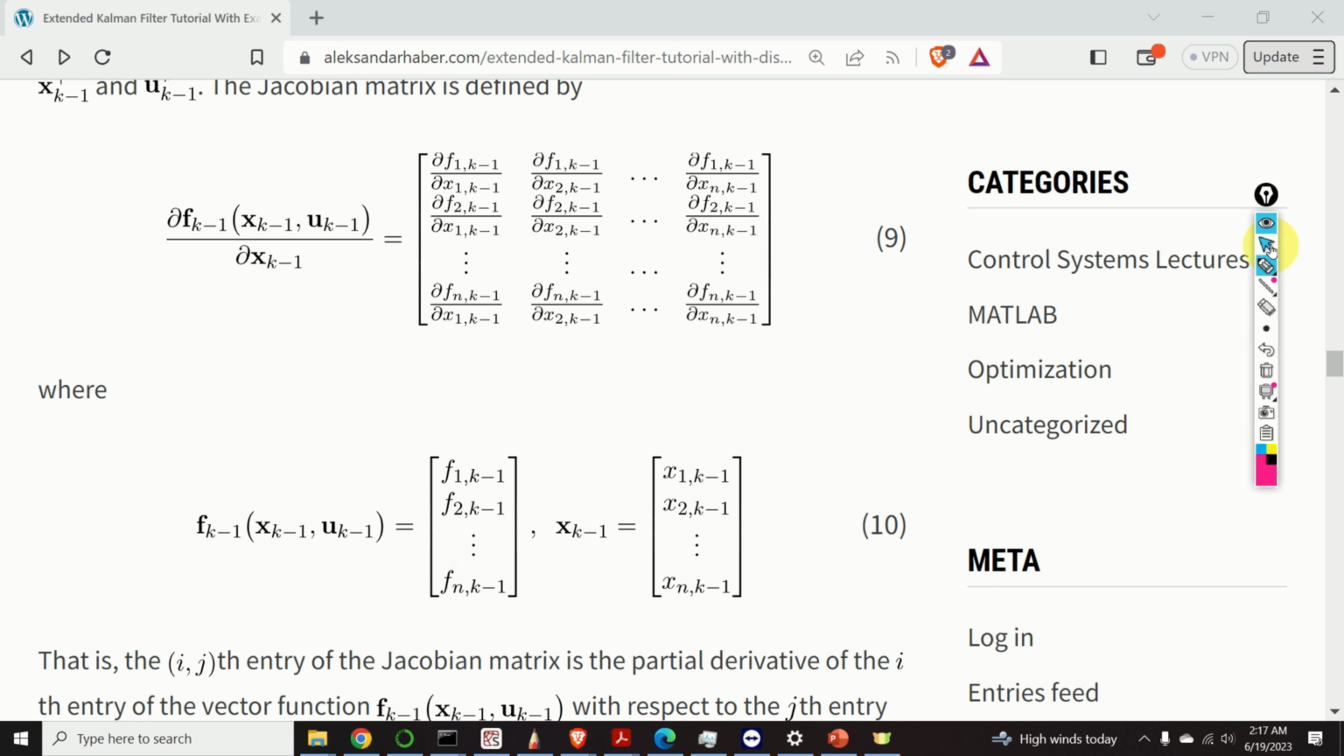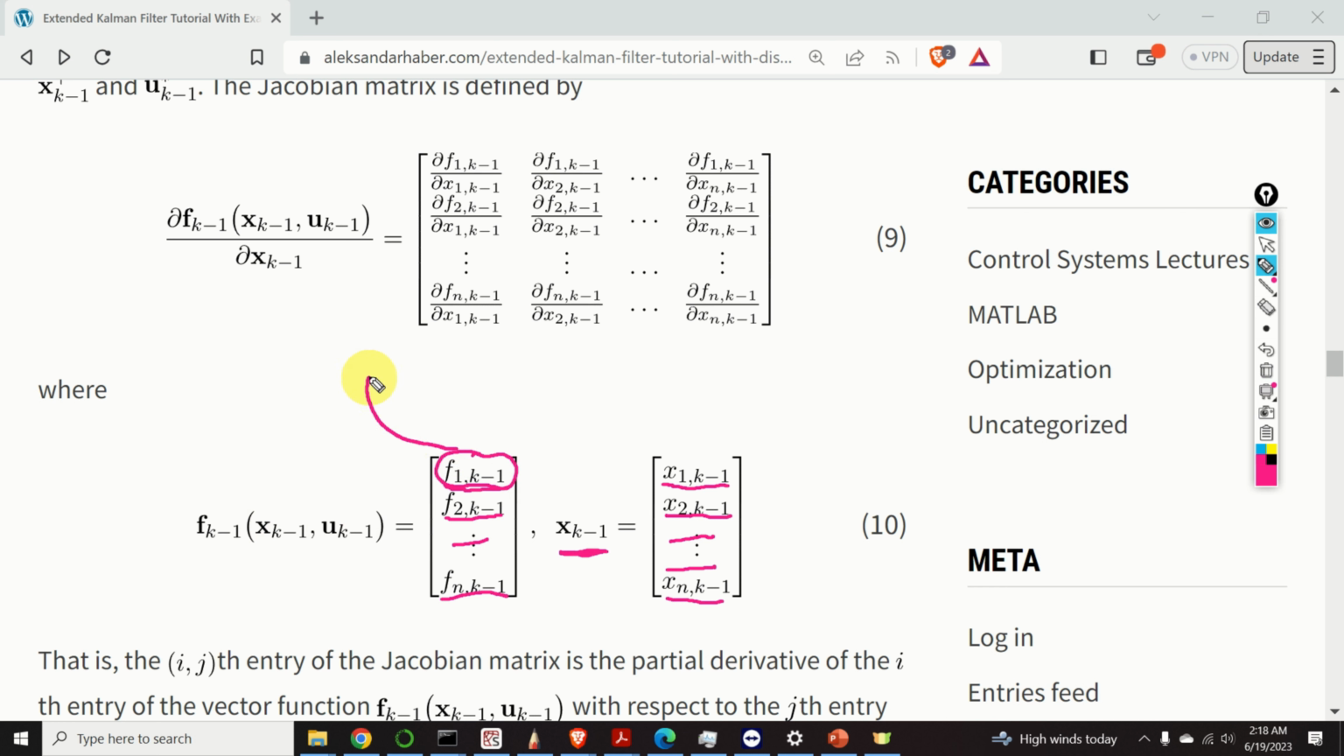First, let us expand the vector function f_{k-1}. The vector function f_{k-1} consists of these entries. Similarly, let us expand the vector x_{k-1}. Its entries are given over here. The Jacobian is constructed like this. We take this scalar function. When I say scalar, I mean that this function takes a vector argument, that is, it takes x_{k-1}, u_{k-1}, and it produces a scalar.